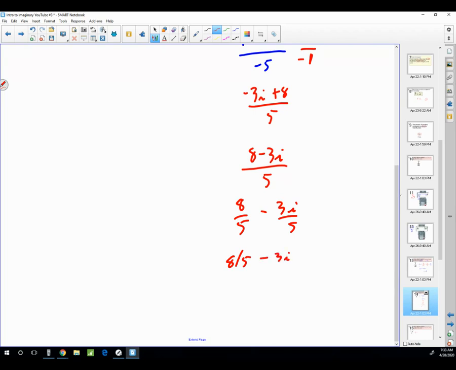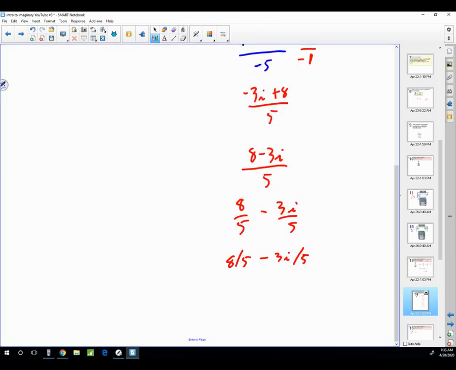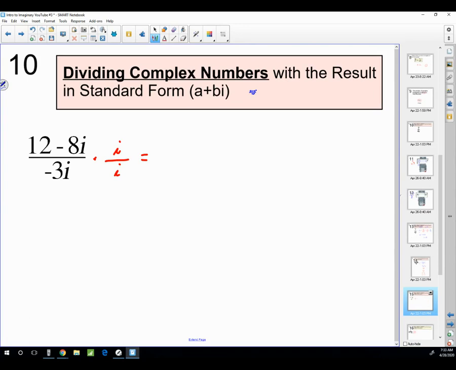8/5 minus 3i/5. The i has to be with that 3 right here at Socrative, or it's no good. Don't put the i over here with the 5. We don't like that. Let's move on. All right, pause the video and see if you can get that right.